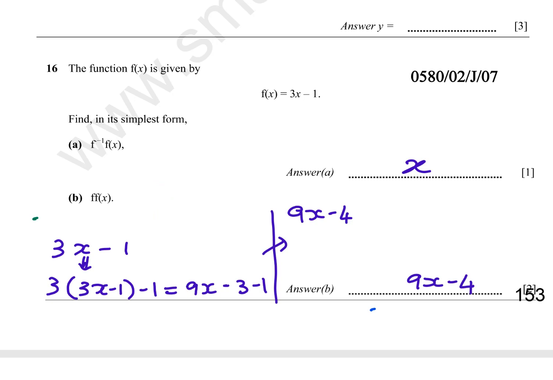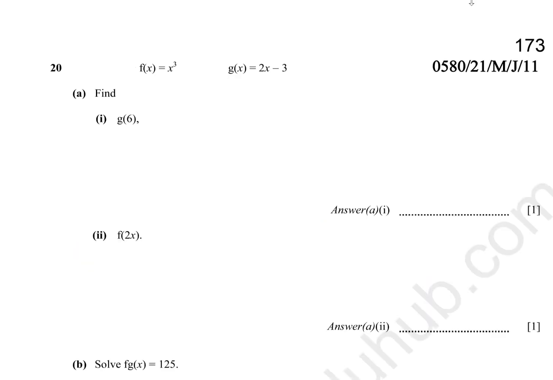Okay, so now let's move ahead to another question. This is another question that has been taken from May-June 2011 from variant 2.1 and it's question number 20. It's given that f(x) = x cube and g(x) = 2x - 3. Find (i) g of 6.